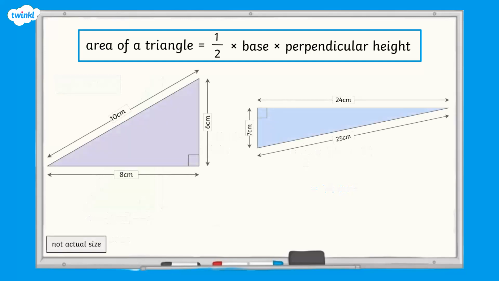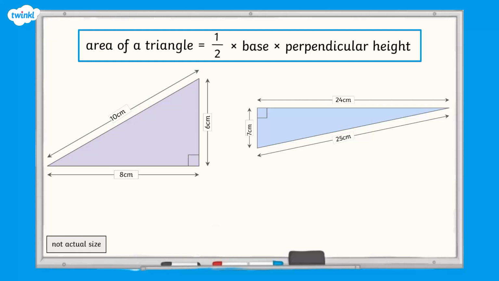Now it's your turn. Use the formula area of a triangle equals half times base times perpendicular height to calculate the area of these right-angled triangles. Remember, the base and perpendicular height are the sides of the triangle that meet at a right angle. The base doesn't have to be at the bottom of the triangle.